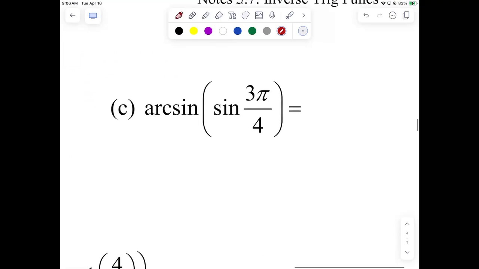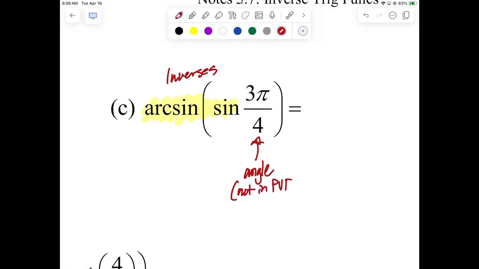Letter C. Again, you notice we got arc sine of sine. So once again, we got inverses of each other composed back to back. Is the answer just 3 pi fourths? No. We're starting with an angle now, but it's not in the PVR. And since the last thing that we're doing is taking the arc sine of that ratio, that angle has to be in the PVR. This angle that we end up with must be in the PVR.